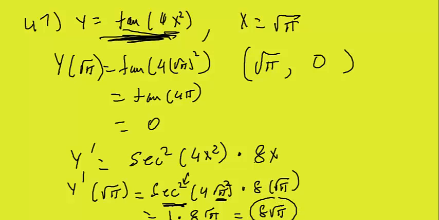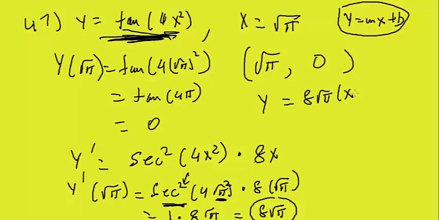I like this. The reason I like this is, those of you that like old school, remember back in the day we used to go y is equal to mx plus b? Now, write the equation of a line. Y minus 0, which is y, equals 8 rad pi times x minus rad pi.